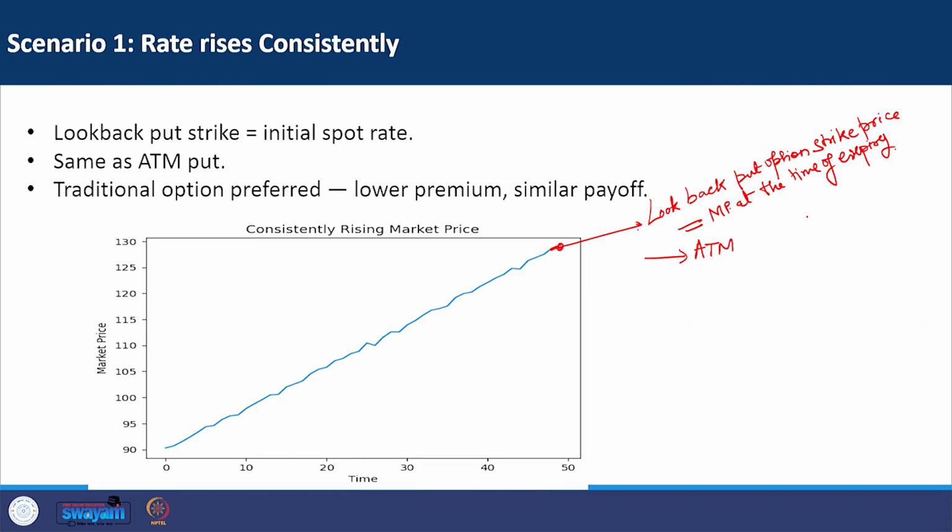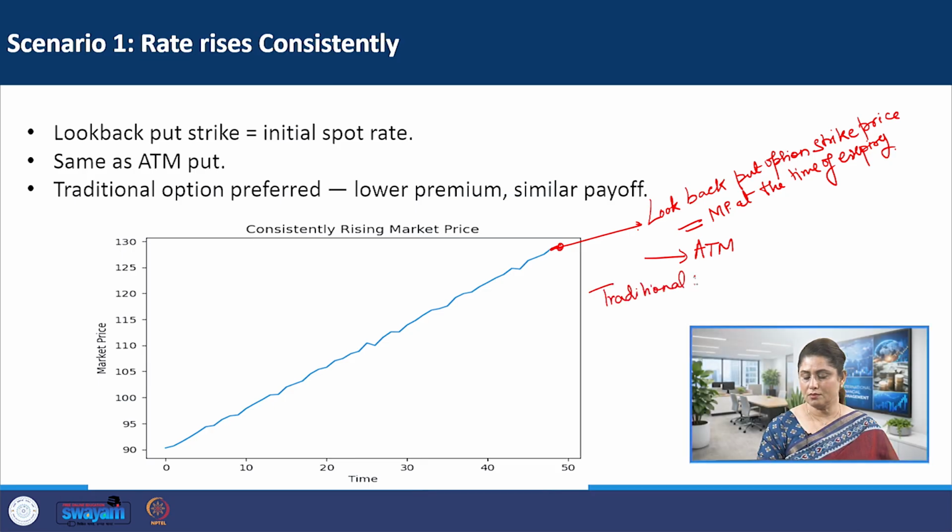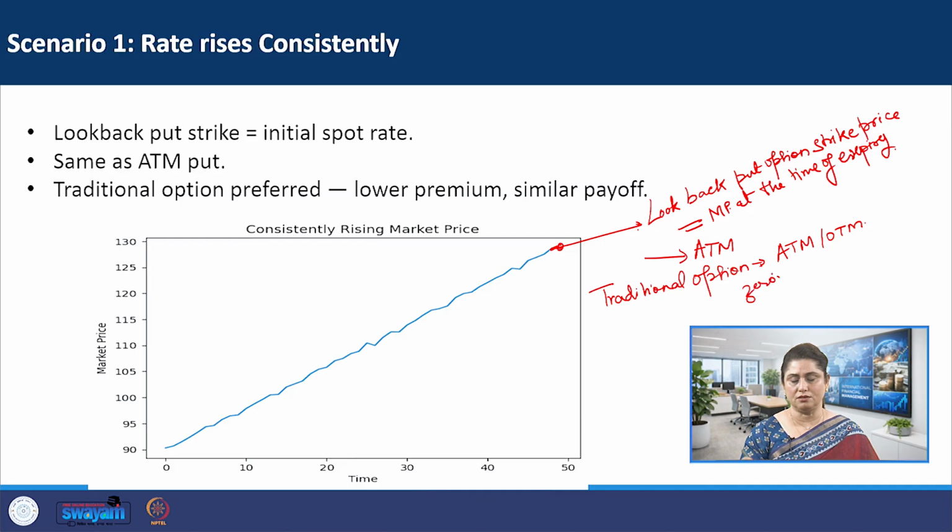Now, if we see here, even in the case of the traditional option, the option will be either at the money or out of the money, and hence the payoff is going to be 0. But the premium is very low compared to the lookback option.